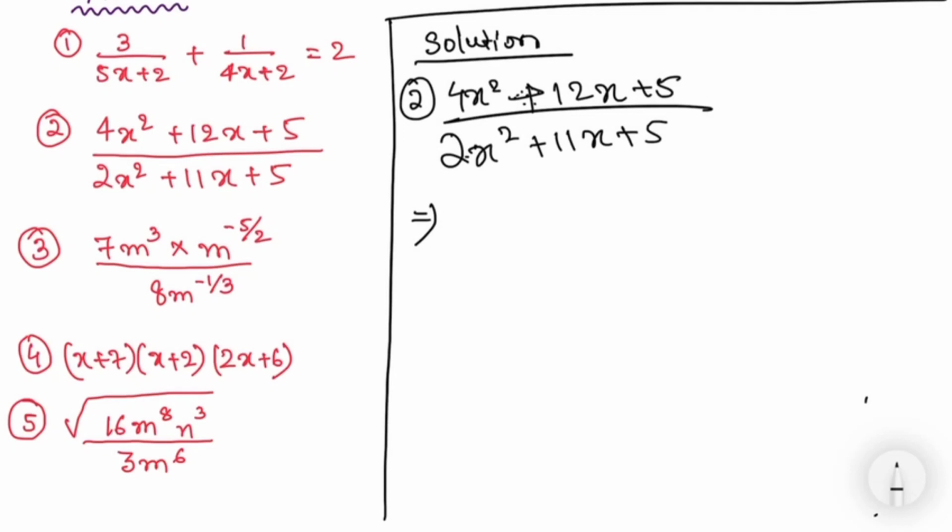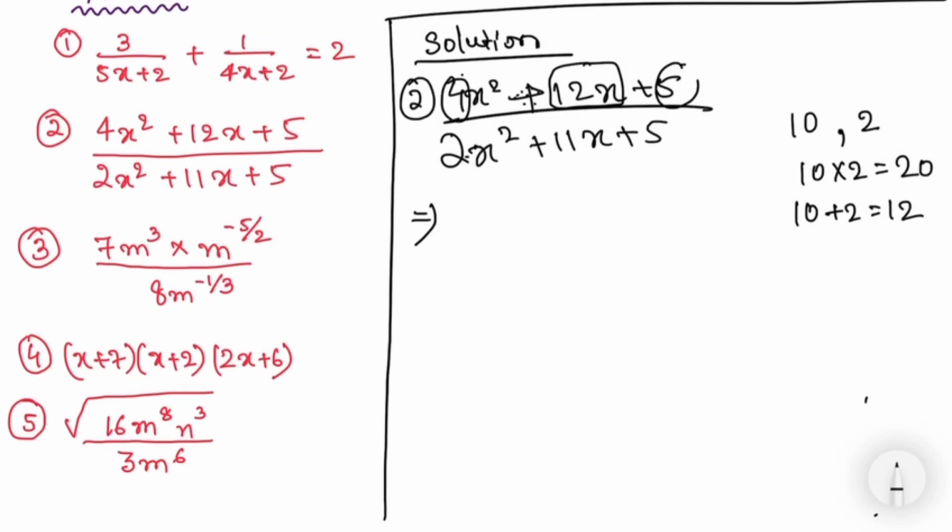So let's solve it. First we need to keep in mind that we need to multiply to get a number that is 20, and the same numbers should be added or subtracted to become 12. So 10 and 2 are the numbers. When they are multiplied, they give us 20, and when they are added, they give us 12. And that's what we need. Let's write that: 4x square plus 10x plus 2x plus 5 for the numerator.